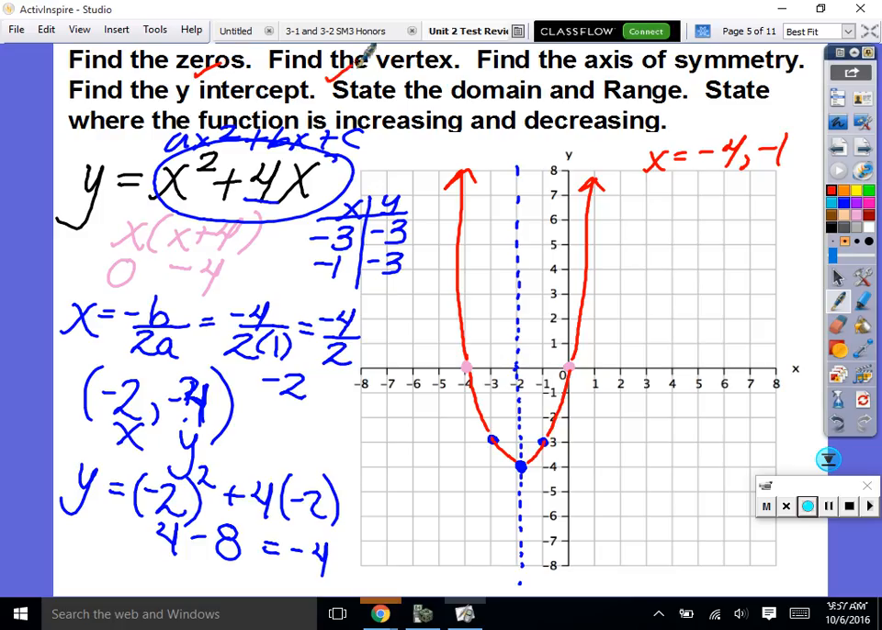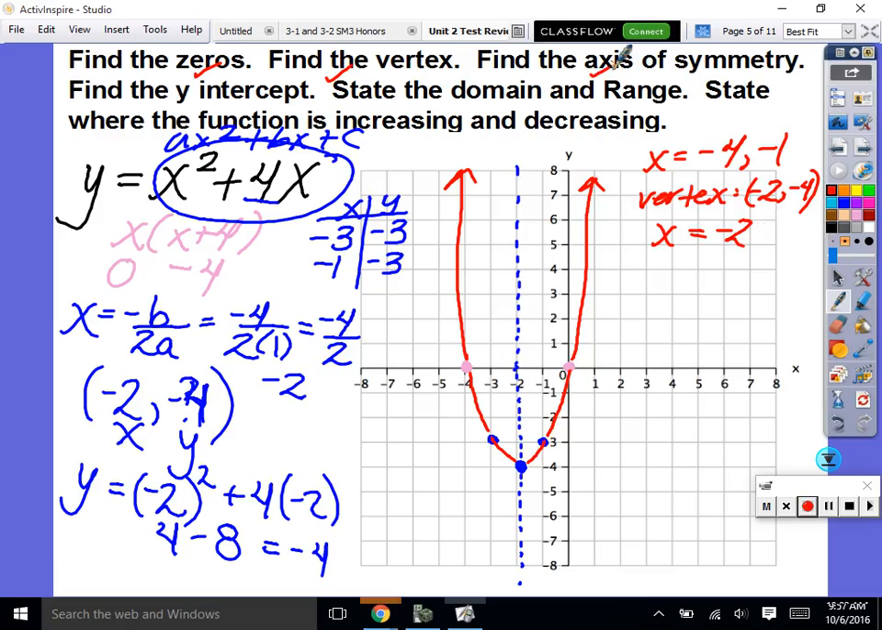Wasn't it -2, -4, guys? Vertex is the lowest point, right? Or highest point. So we would say the vertex is -2, -4. Do we have questions on that? Then it says find the axis of symmetry. So our axis of symmetry was x is equal to -2. We'll answer that.